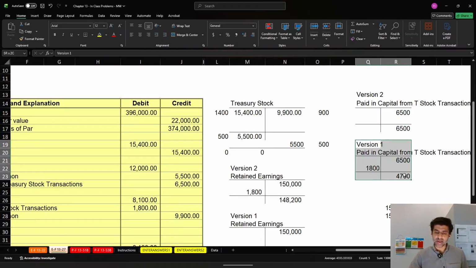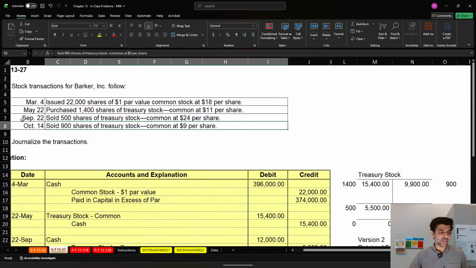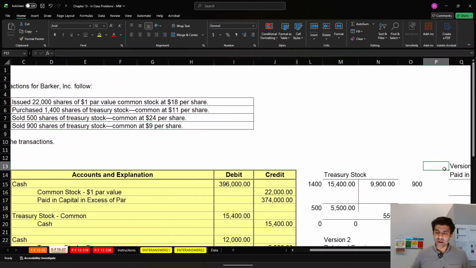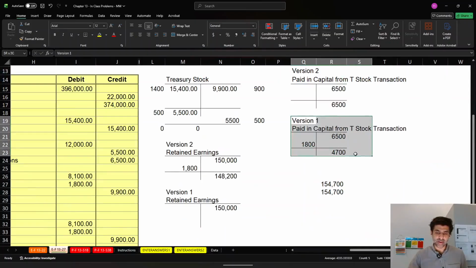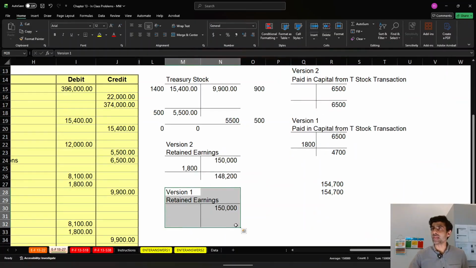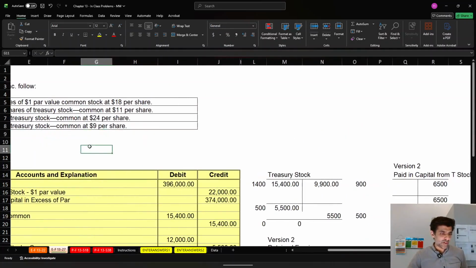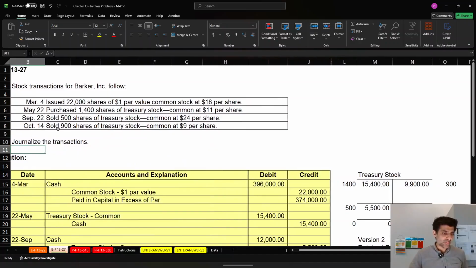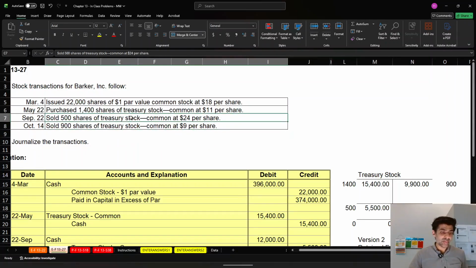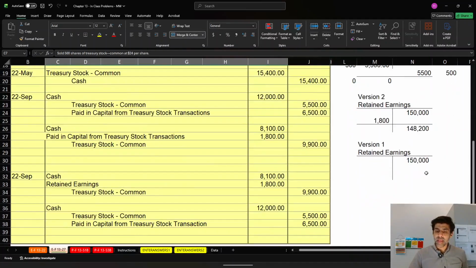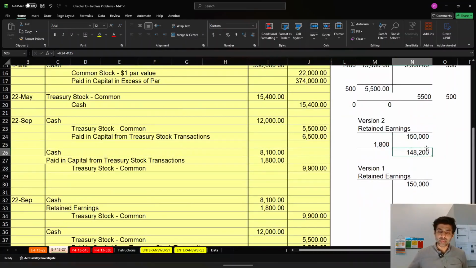So version 1 is when, as this one said, I first sold these 500 at a profit and then I sold the 900. Then my T accounts would have ended up like this, and my retained earnings would have been like this. Instead, if I reversed the order of those transactions, meaning I first sold these 900 shares at a loss and then sold these at a gain, it would have resulted in this version 2.